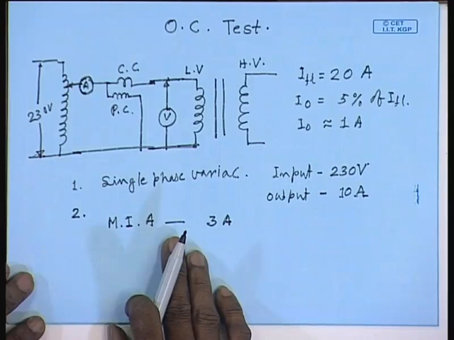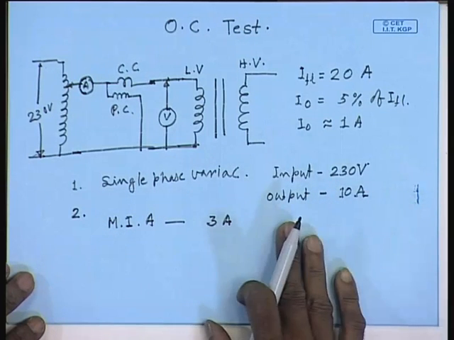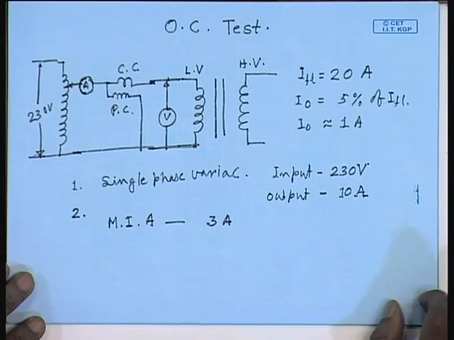Sometimes meters with multiple ranges are available. For example, we can get an ammeter of 2.5 amperes, 5 amperes and 10 amperes, in which case the same ammeter can be used for both the tests. During the open circuit test, we use the 2.5 ampere range. For the short circuit test, we use the 10 ampere range.